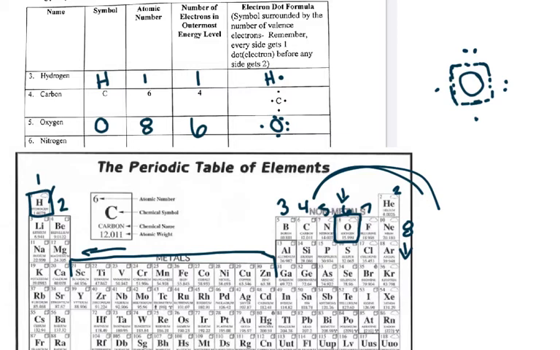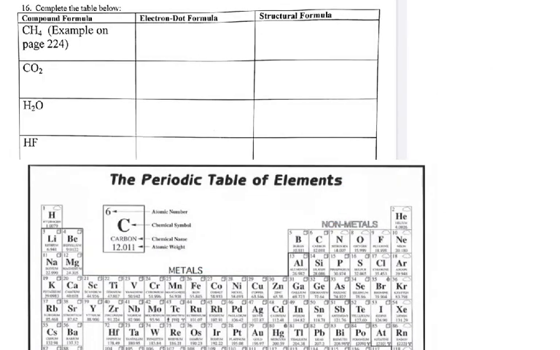You're not actually making compounds. On the second page is where you'll make the compounds. Since methane, CH4, is in your book, I'm going to skip that one, and I'm going to do carbon dioxide for you. You can look up that methane one if you want, or again, try it on your own.